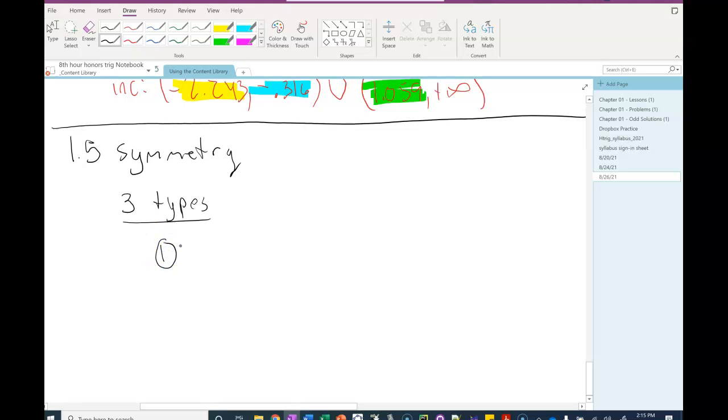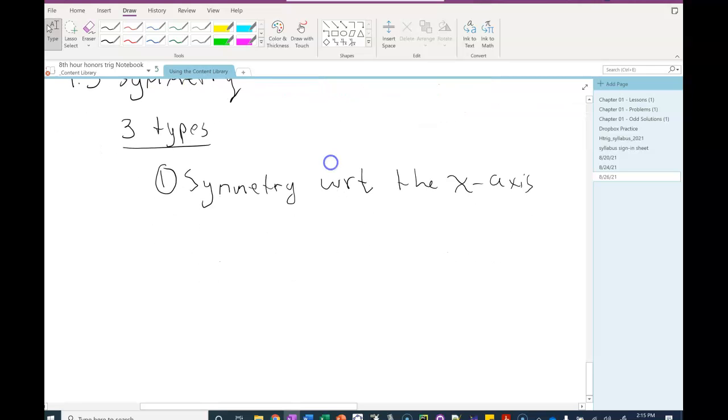The first type is symmetry with respect to the x-axis. That phrase, with respect to, is one that comes up frequently in mathematics. I abbreviate that as WRT. You can do that if you want, or you can write out with respect to. But it's common enough that I don't mind using it.